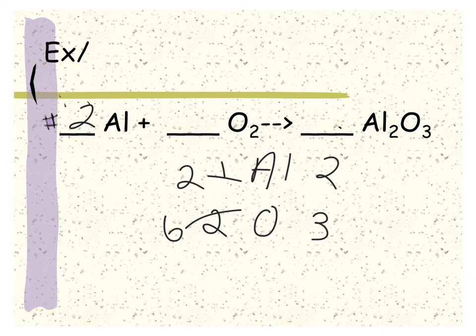So to make the 6, I need 3 sets of 2 oxygen. Okay, so remember for oxygen, oxygen comes in pairs. So if I need to get these equal, then over here, this has 3 O's in here along with 2 Als. I'm just going to use green for Al.